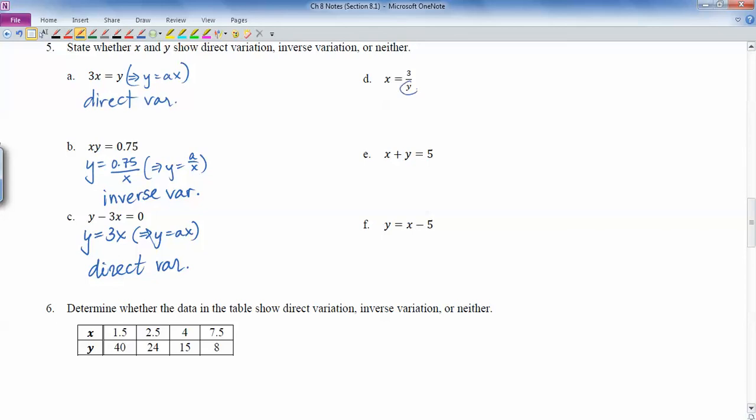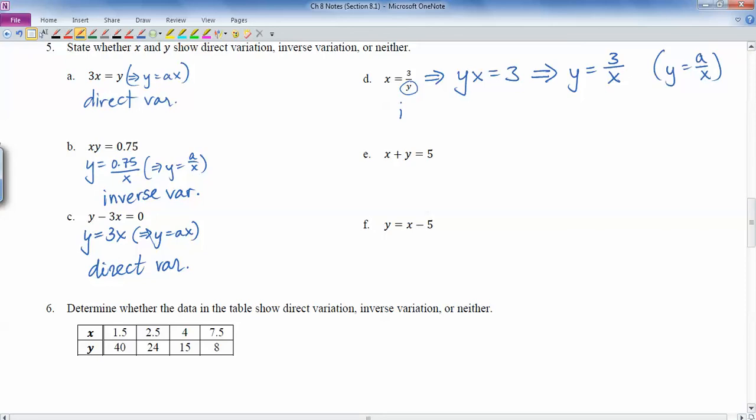Okay, in D, we want to solve for y. So if we do that, we'll multiply both sides by y. So we get y times x equals just 3. And then to get y by itself, I'm going to divide both sides by x. So I get y equals 3 over x. Well, that's y equals a over x form. So this one's going to be inverse variation.